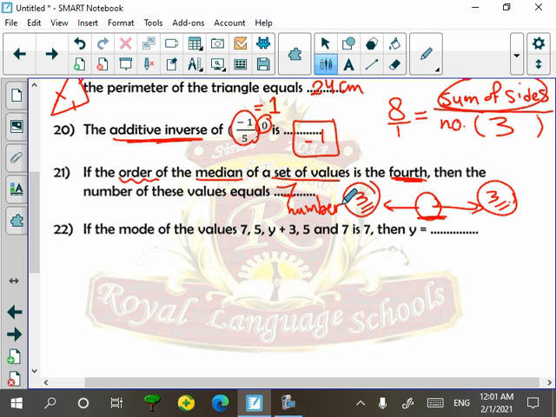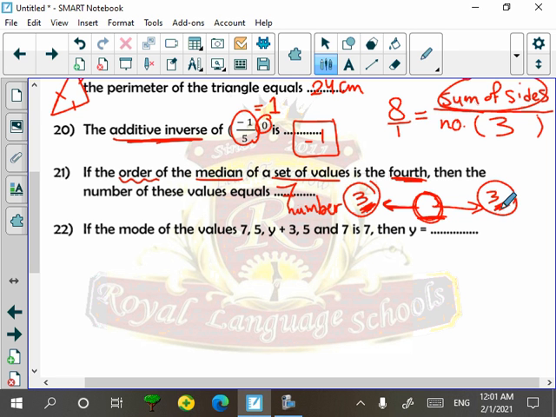If the order of the median of a set of values is the fourth, then the number of these values equals... again, the order of the median is the fourth, so before the median there are 3 numbers and after the median 3 numbers. Then 3 and 3 are 6 numbers, and in the middle there is 1 number, so all the values are 7 numbers.